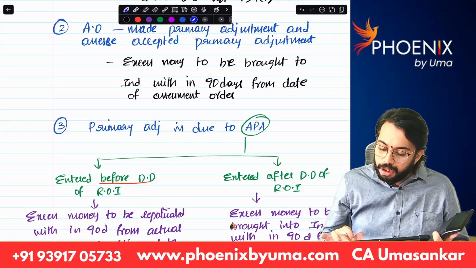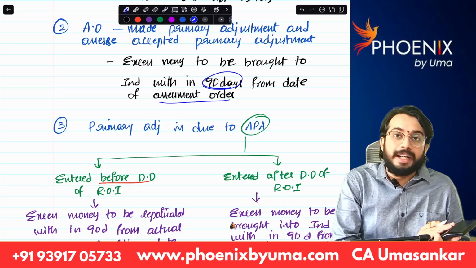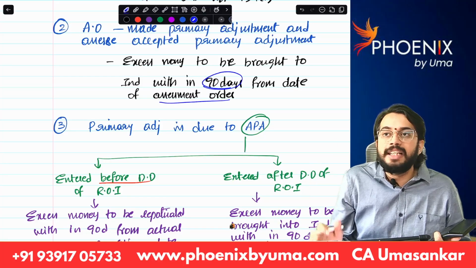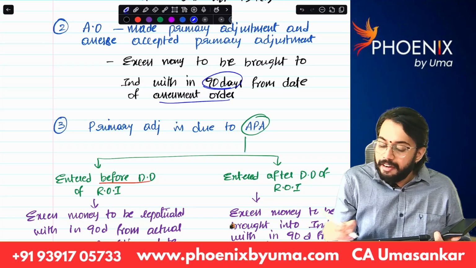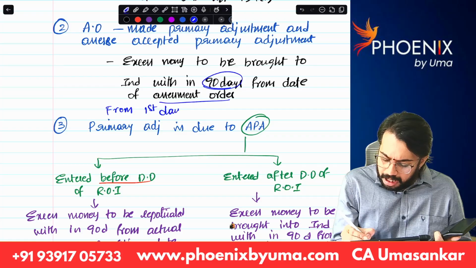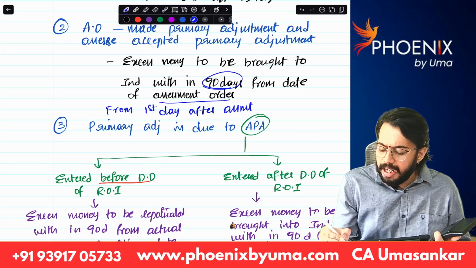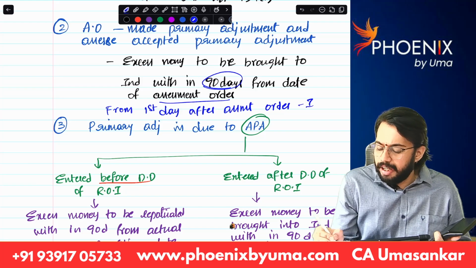And here also, you should bring excess money within 90 days from the date of assessment order. If you do not bring excess money within 90 days, then from the first day after the assessment order, interest income will be calculated. Are you able to understand?